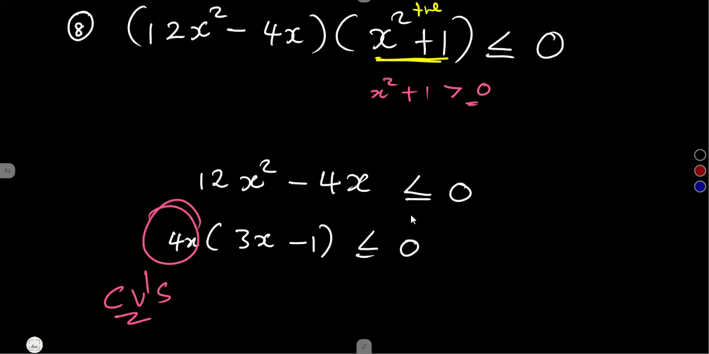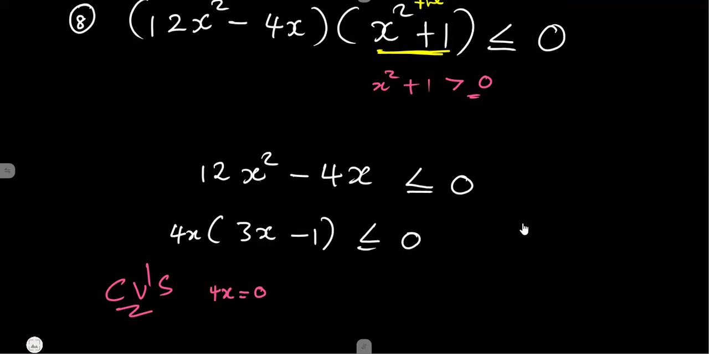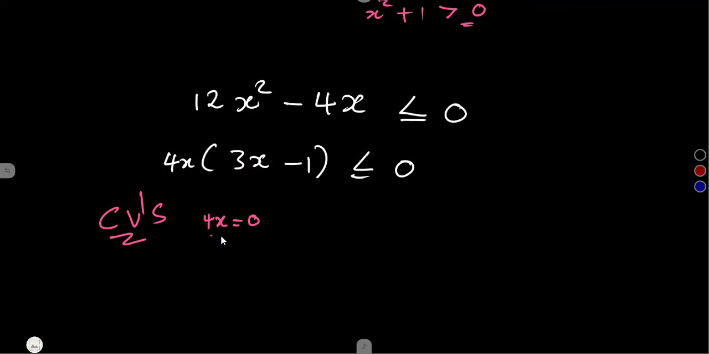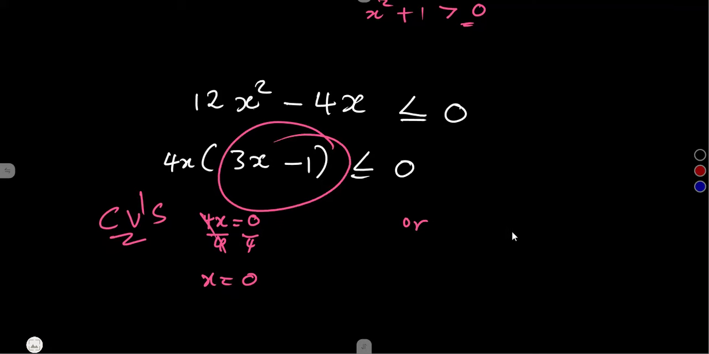Remember, one of these must be equal to 0. So in that case, x is going to be equal to 0, because we are saying 4x is equal to what? 4x is equal to 0. So dividing by 4, our x was going to be what? 0.